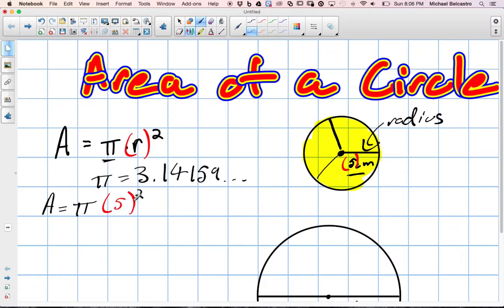And according to BEDMAS, we deal with our brackets first, and there's nothing in the bracket, so the next step is exponents. So we have 5 to the power of 2. So we deal with that first before we multiply our pi here. So we have A is equal to pi, and 5 squared is equal to 25. So pi times 25. Okay.